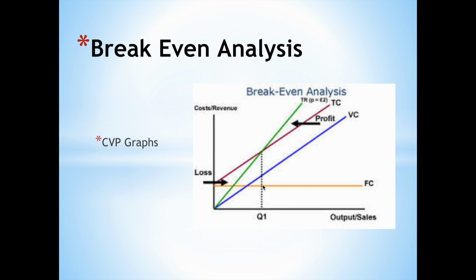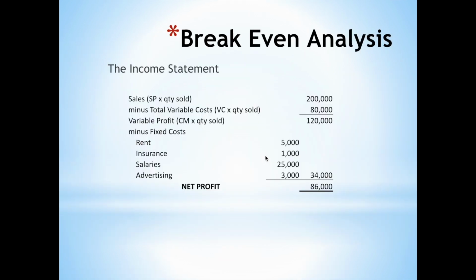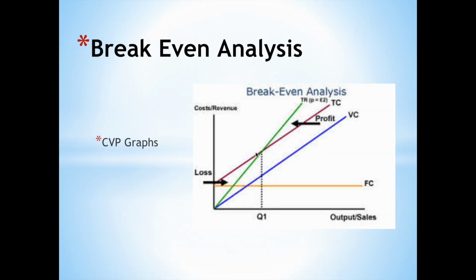So now this is a break-even graph. You see, you have your loss, and then you have your fixed cost line, and then you have your variable costs, and then the break-even point is where the TR and the TC meet. So Q1, my bad, the break-even point is here.